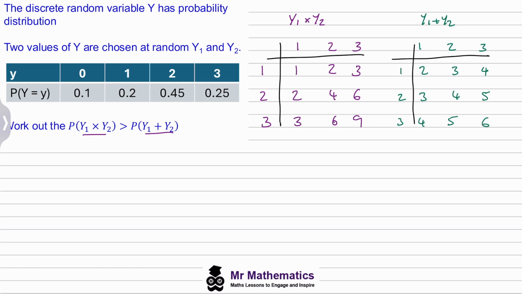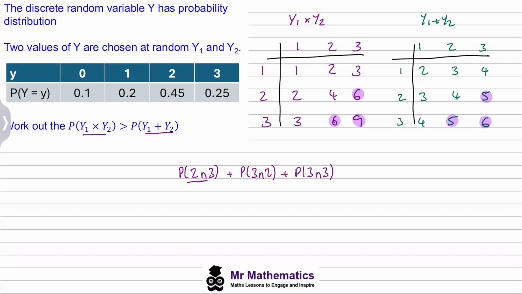So now we need to identify when the product is greater than the sum. This will be when we've got a 2 and a 3. You can see the 6 is bigger than a 5, a 3 and a 2, or a 3 and a 3. You can see that this 9 is bigger than this 6. So we need to work out the probability of a 2 and a 3, or a 3 and a 2, or a 3 and a 3.